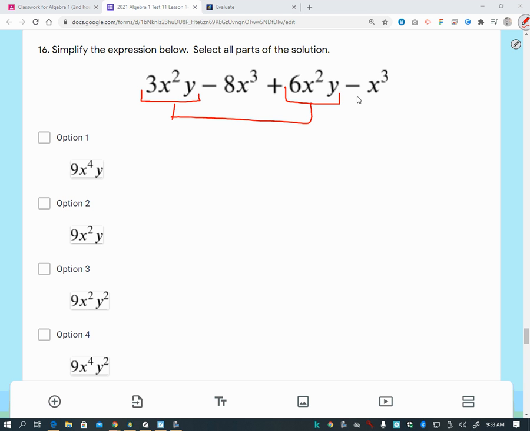What do I get with 3x squared y and 6x squared y? Am I adding, subtracting, multiplying, or dividing? Adding. Okay? Remember, because we're not multiplying or dividing, the exponents stay the same. So this should just be 9x squared y, correct? Okay? All right. Sanchez, are there any other like terms up here?